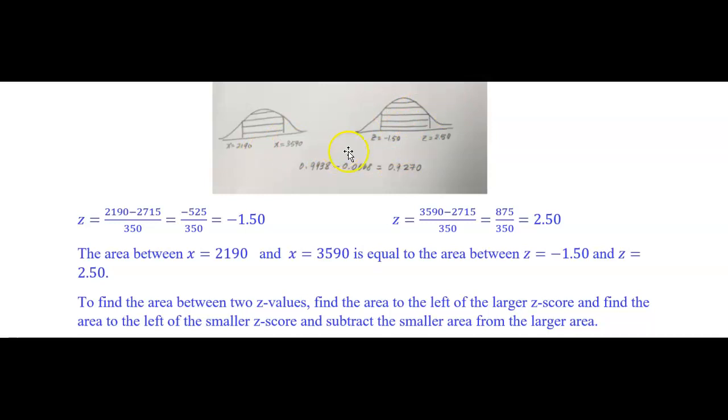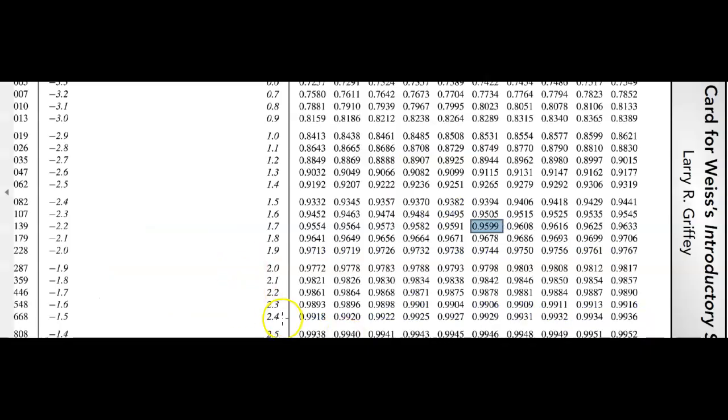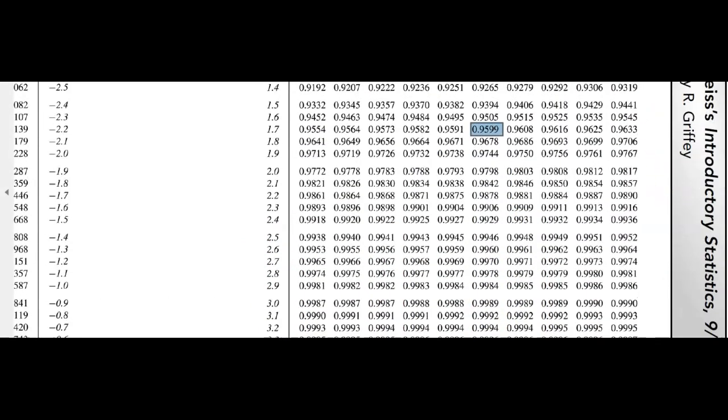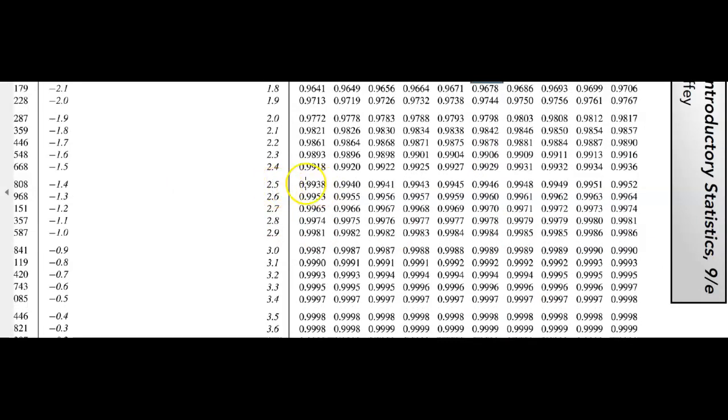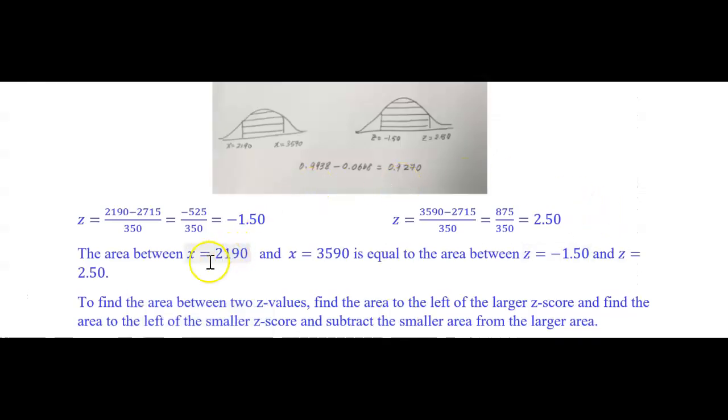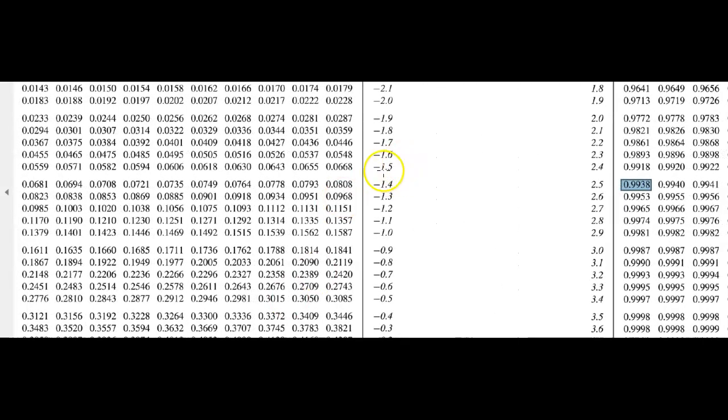So we need the area between the two. So find the area for 2.50. That's this number here, 0.9938. Then find the area for negative 1.50. Negative 1.50, that's this number here. And you subtract this number from the number that you had before.